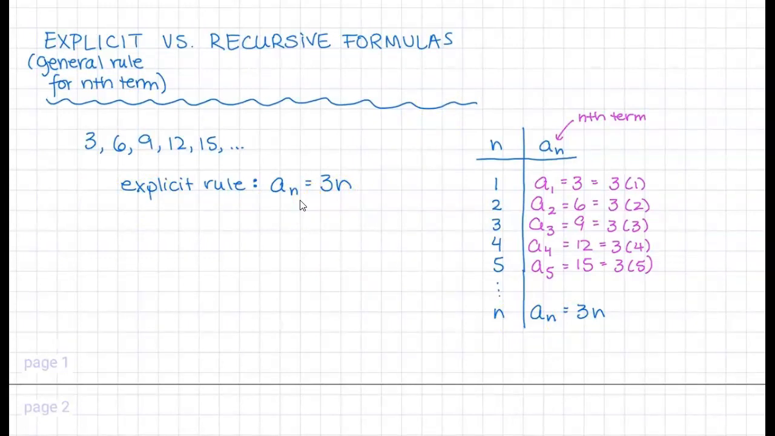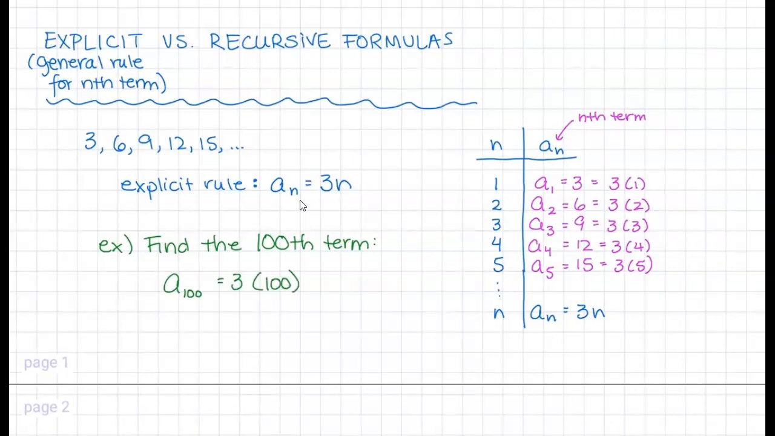Now that we have the explicit rule, we could, for instance, find the 100th term. And it'd be really easy. The 100th term is when you let n equal 100. And so in this case, it's going to be 3 times 100. So the 100th term is 300. Now this one was a really easy example, but if the formula was a little more complicated, this gives you a nice easy way to find a specific term. That's an explicit formula. Now let's look at what a recursive formula looks like.